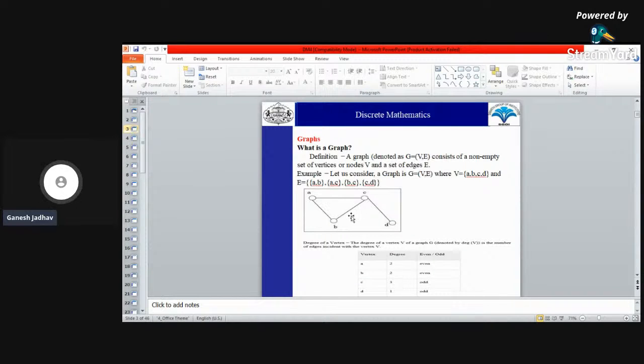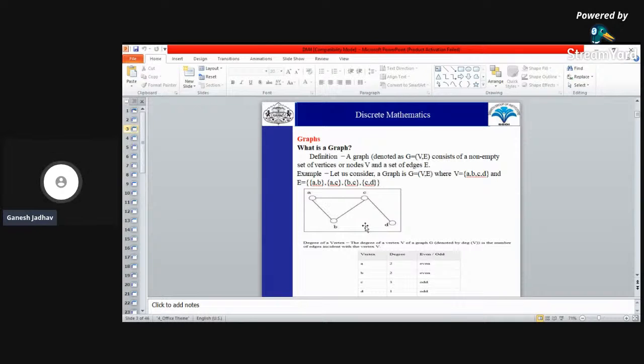So this is the graph. A graph has only two main components: one is the vertices, another one is the edges. So whenever you see a graph, you can understand it easily.